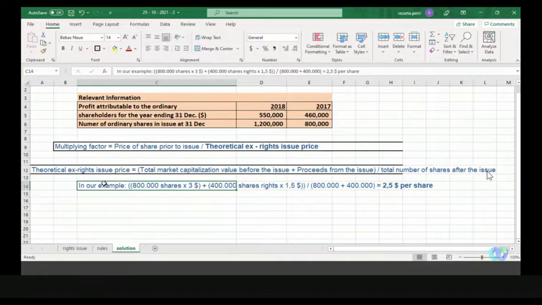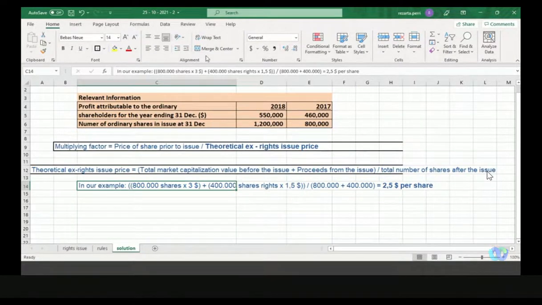The market is the composition of too many investors, and sometimes their decisions are not only rational, but maybe irrational, maybe the representation of their expectations. So the market price can be 3, can be 4, can be $5 per share. The theoretical ex-rights issue price is the correct price that it should be in the market if the market were a very efficient place, showing all the information, and no information asymmetry existed.